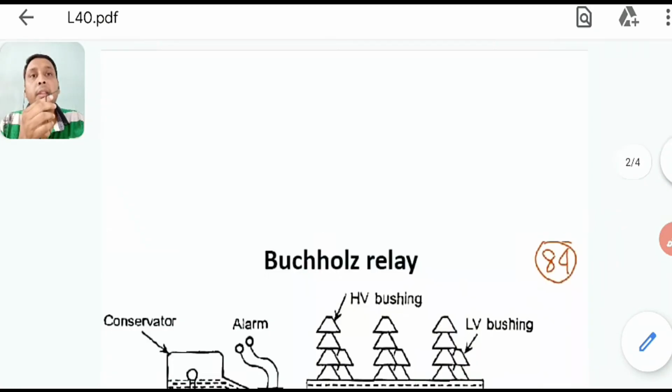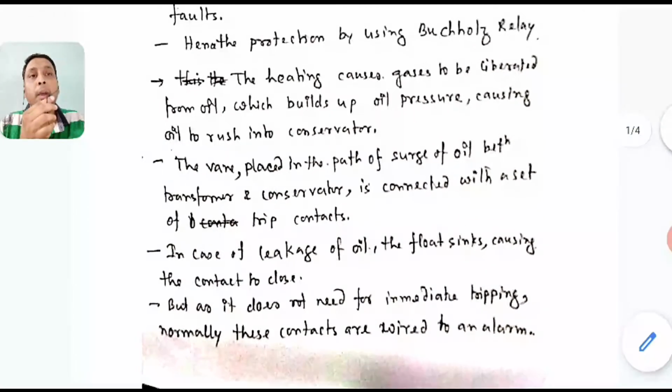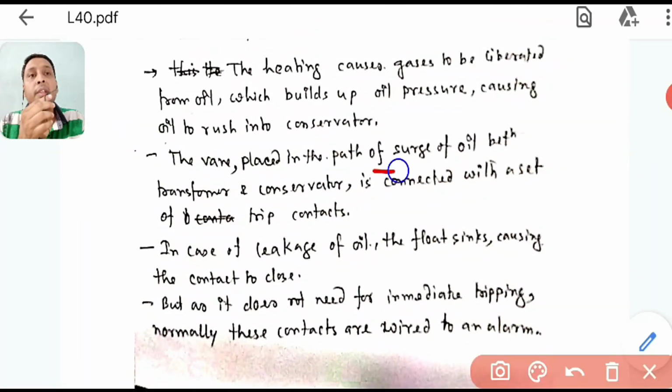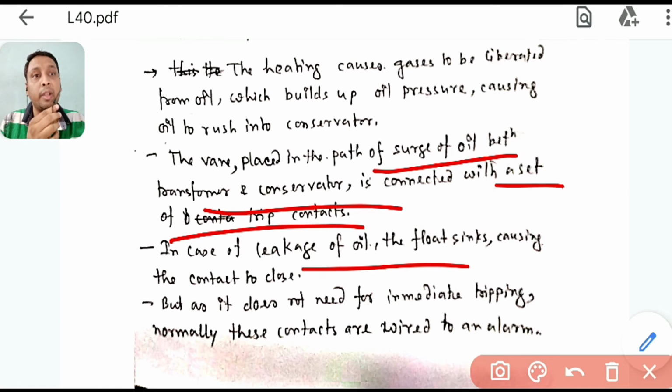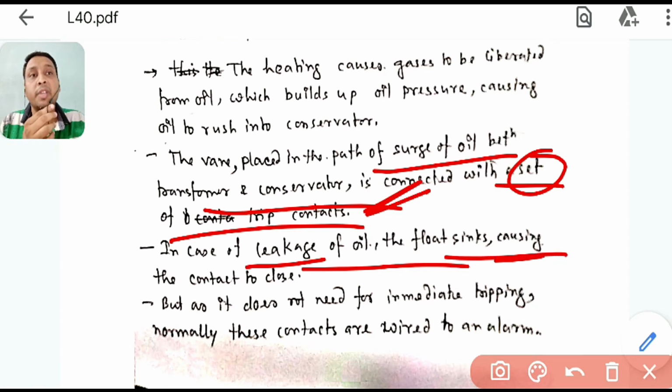So that is written in the theory. A vane is placed in the path of the surge of oil between the transformer and the conservator and connected with a set of trip contacts. In case of leakage of oil, the float sinks. This was the vane for the trip contact, and this was for the alarm. The float sinks, causing the contact to close.